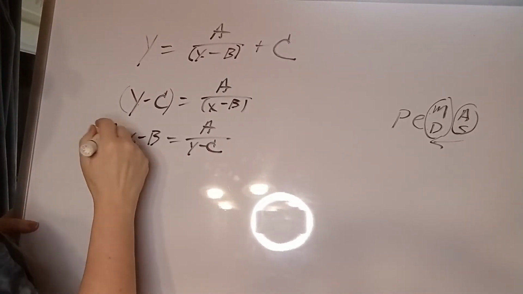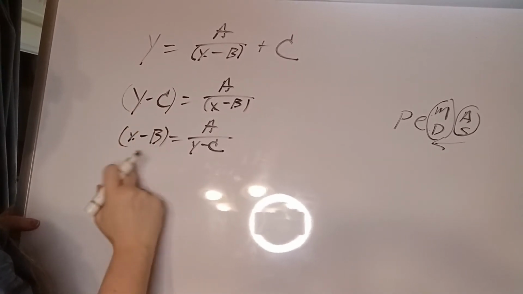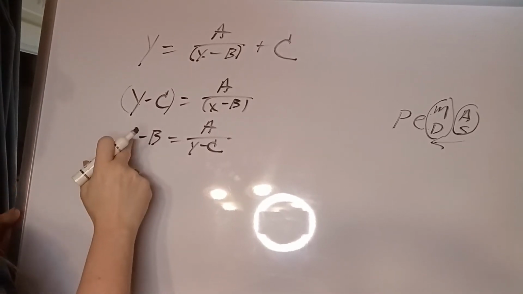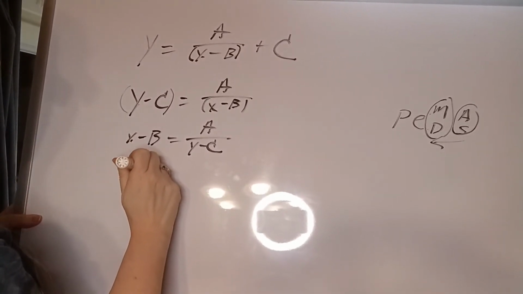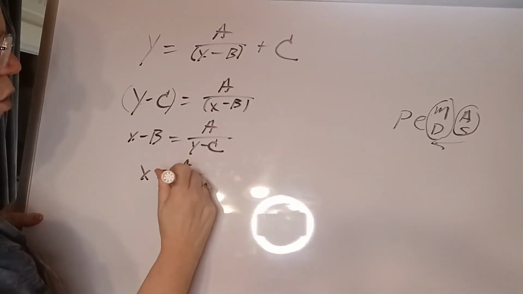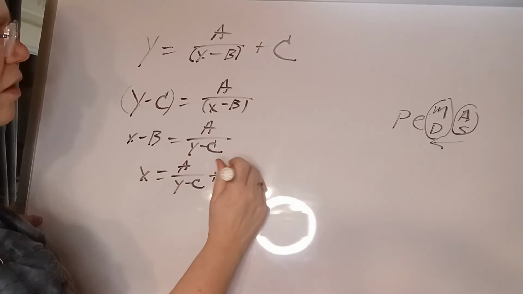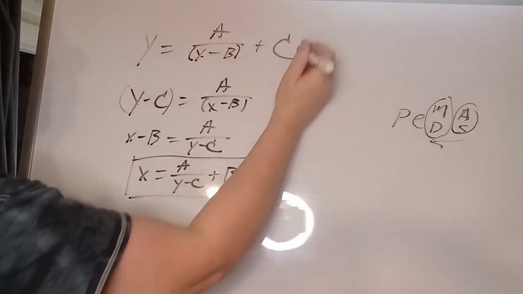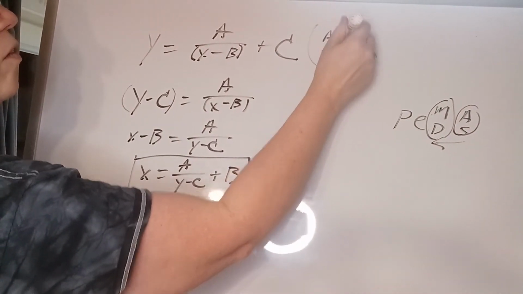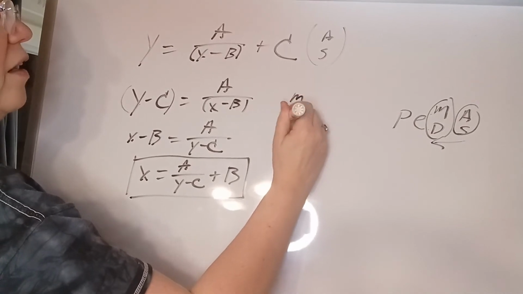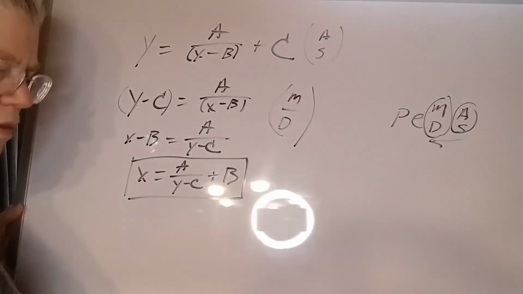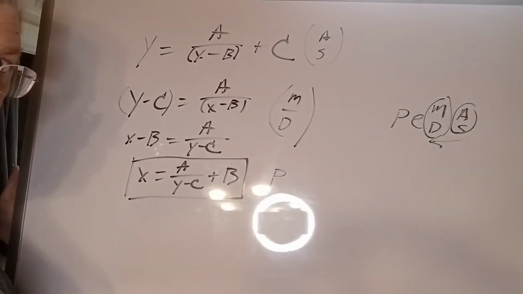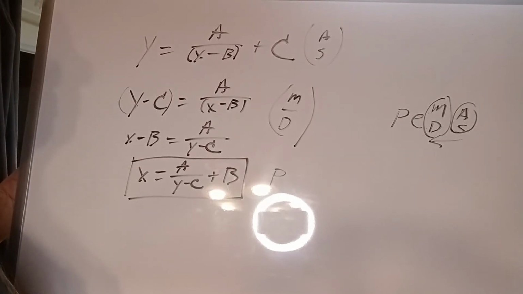Now the parentheses are the only thing on this side, so we can get rid of those and add our b in there. x equals a over (y minus c) plus b. So we did our adding and subtracting here, and we did our multiplying and dividing here. And then we did our parentheses here. We didn't have any exponents this time.